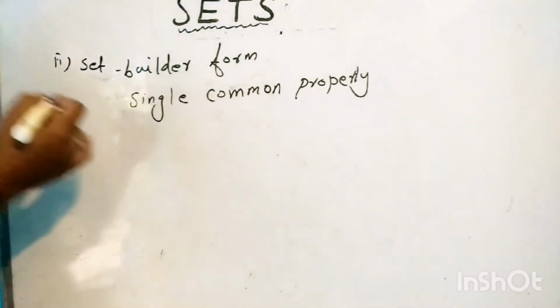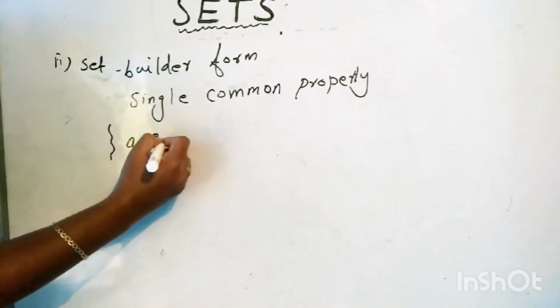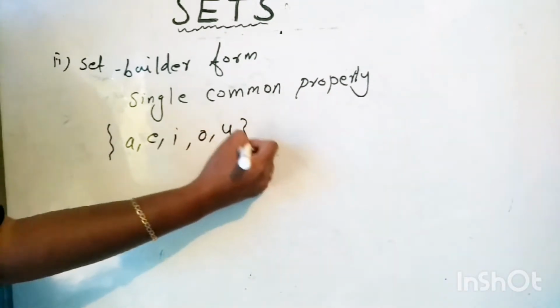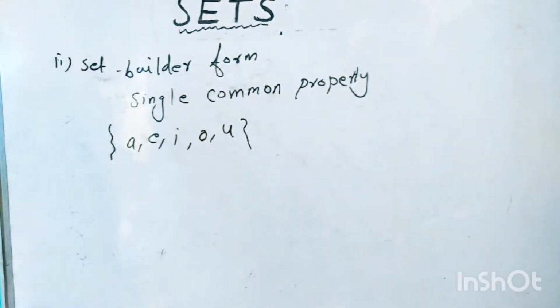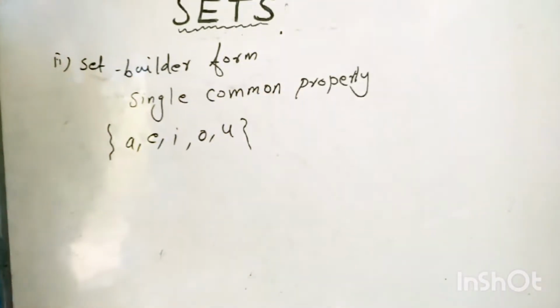Example, A, E, I, O, U. What is the speciality of these elements? We know that these are the vowels in the English alphabet. In roster form, here we list out the elements.